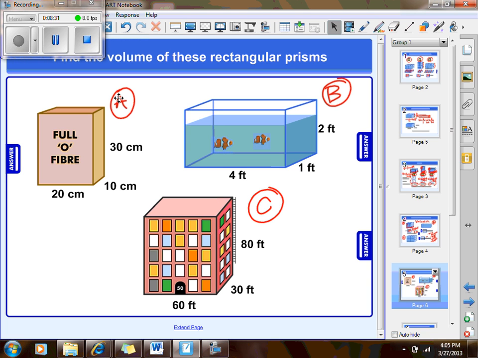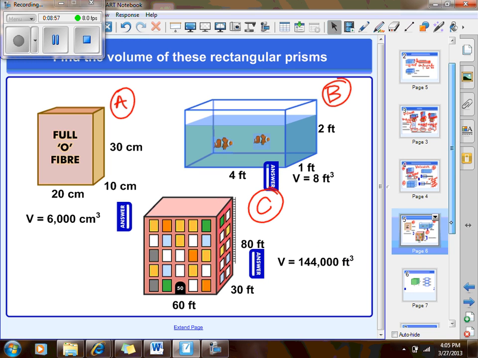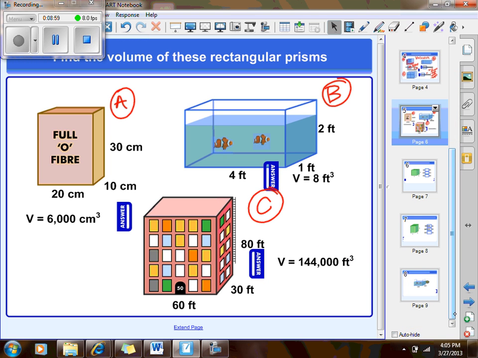All right, welcome back. Here we go. Box of fiber. 6,000 centimeters cubed. 20 times 10 is 200, times 30 is 6,000. The fish tank, 8 cubic feet. And the office building, 144,000 cubic feet. Good job.